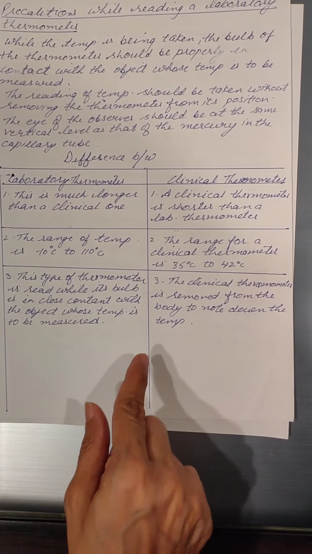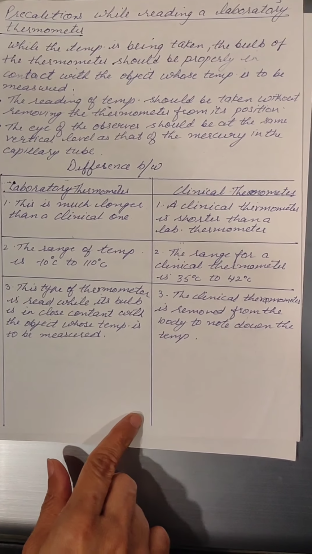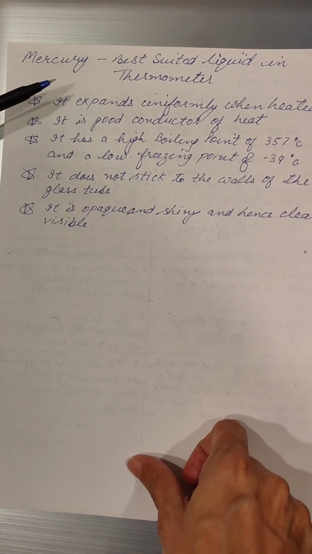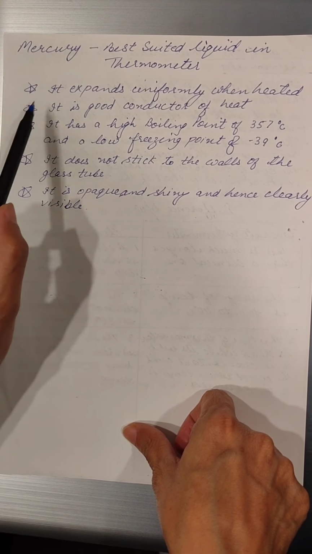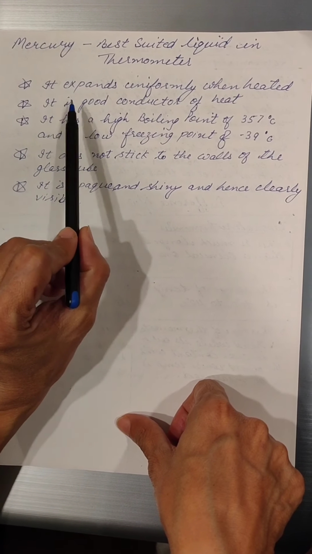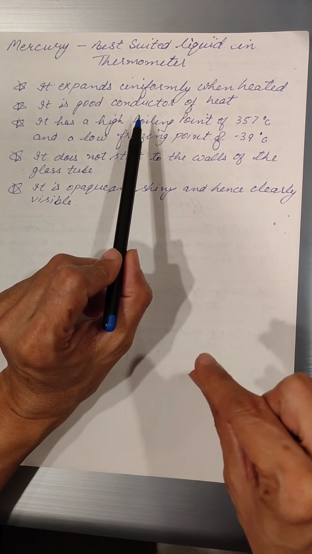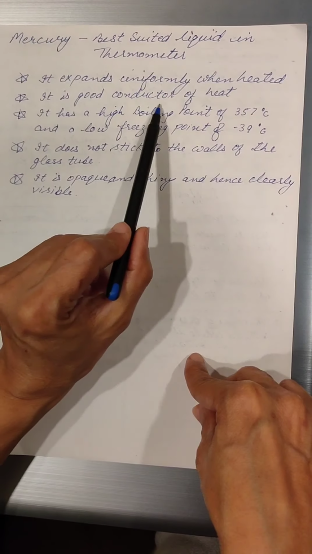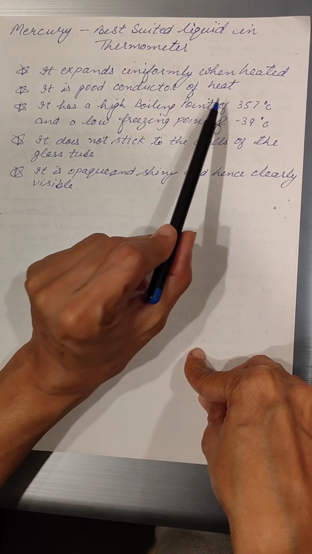Now students, I told you that we use mercury in thermometers. You must be wondering why we use only mercury. Here are a few points from which you will come to know why mercury is the best suited liquid in thermometers. Number one, it expands uniformly when heated. Second, it is a good conductor of heat. That means it allows heat to pass through it.